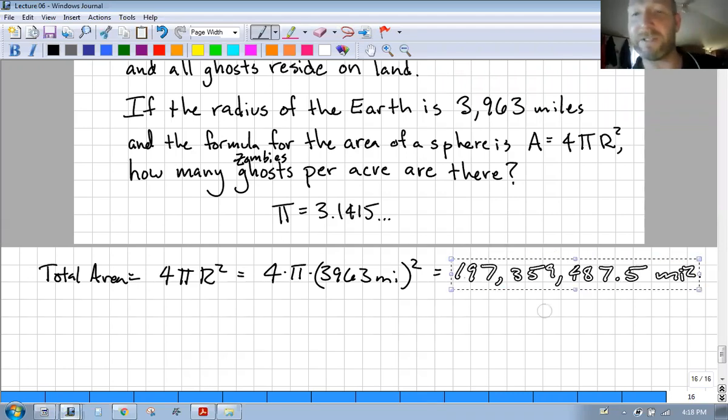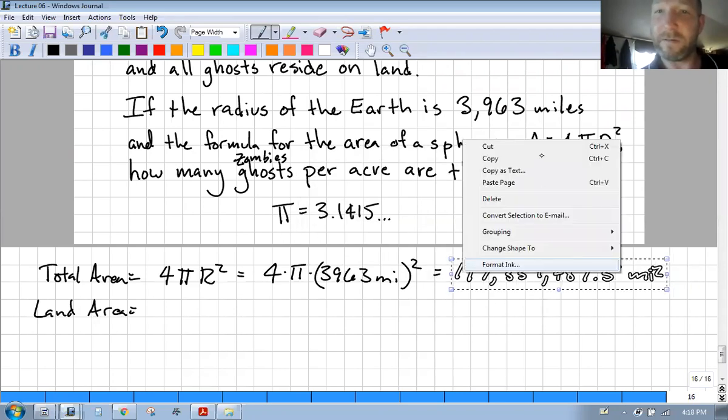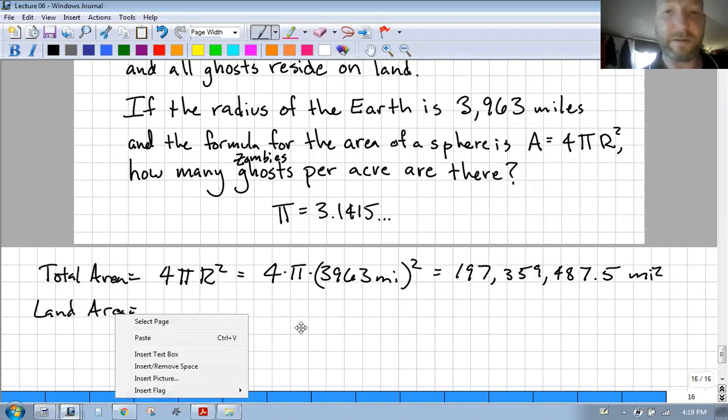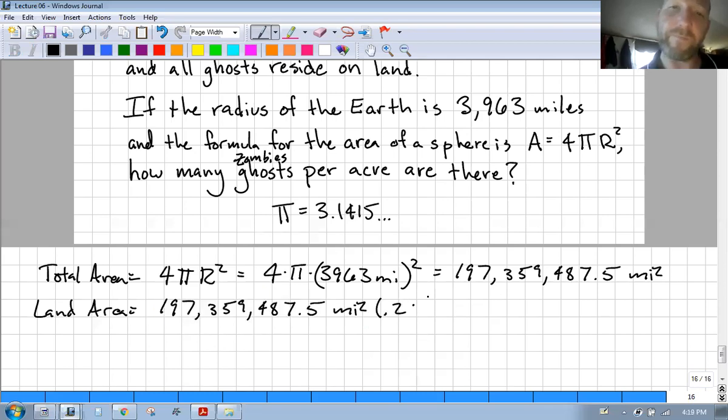So we need to convert this to, well, I guess we can use that for now because we need land area. So we'll take this. If that's the whole surface of the earth and 75% is water, let's find 25% of that because that's going to be our land area. So times 0.25 gives us 49,339,871.9 miles squared.